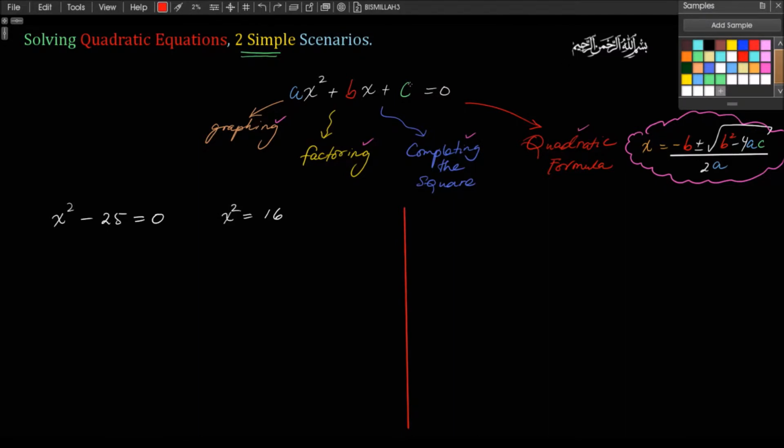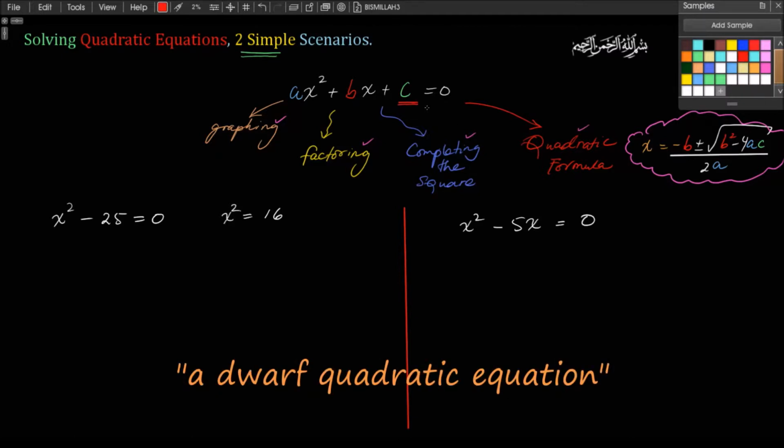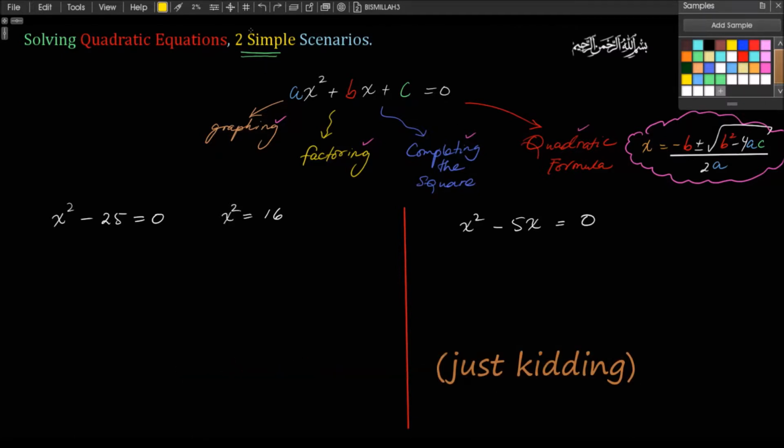In the second scenario, you'll see that the last term will be missing. An example would be x squared minus 5x equals 0. Here again, there are only two terms. This last term, the constant term, is missing. So these are two special cases, or two simple scenarios, where we don't have to do all of this work to solve these quadratic equations. These are the simple cases.